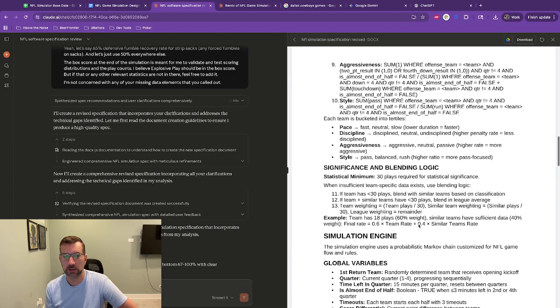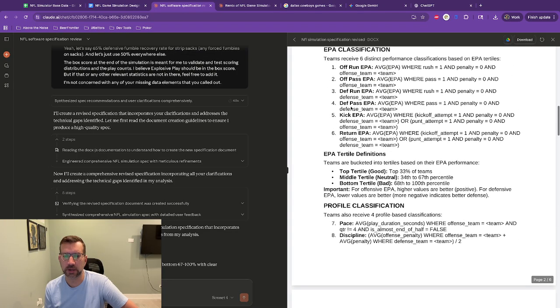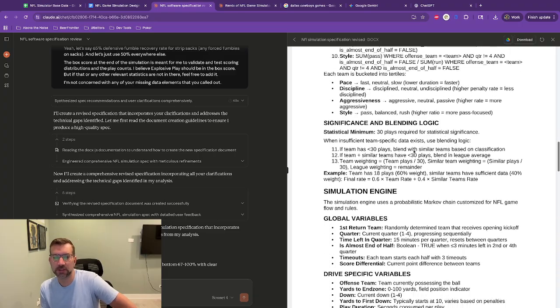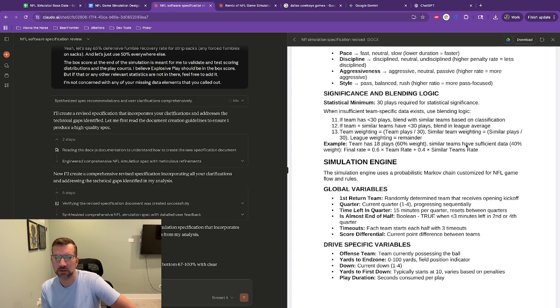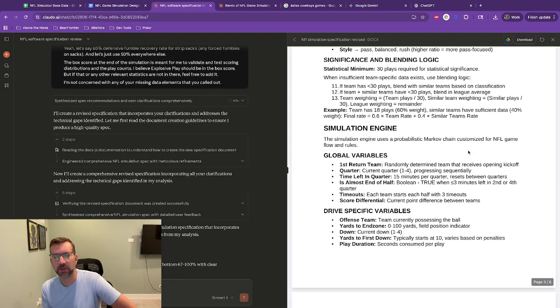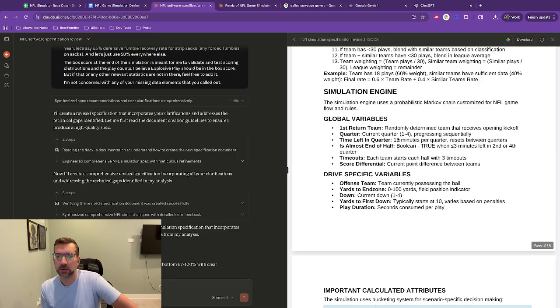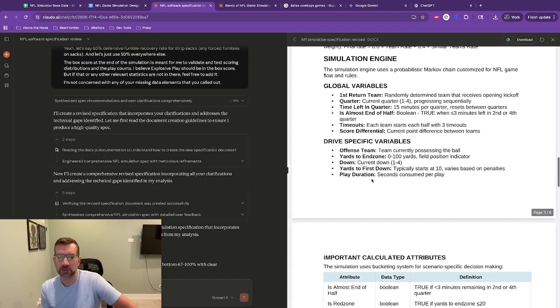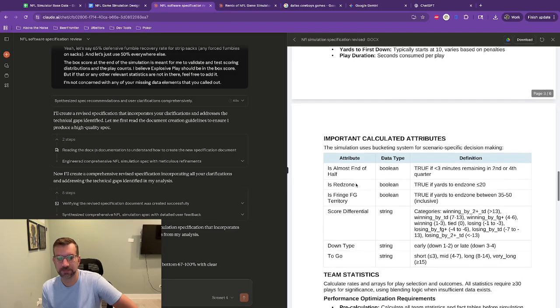And then this seems a little unclear, but I guess it's called out there. And then statistical minimums. Cool. And then it has the examples. I don't like that it removes some of my examples there, but whatever. Hopefully that's good enough. Yeah, it uses a Markov chain, global variables, drive-specific variables, good. Calculated attributes, cool. So yeah, it did it in the sexy table. That's awesome.